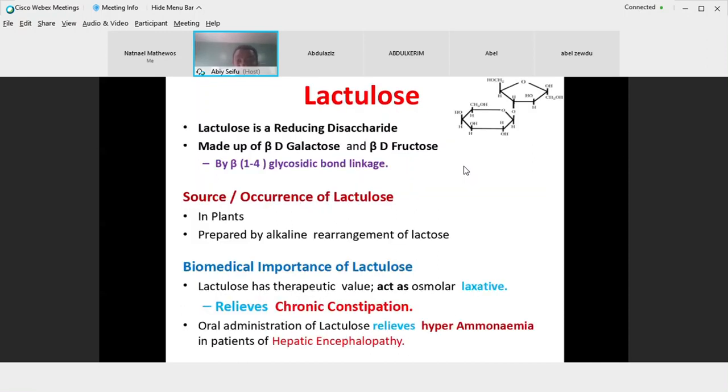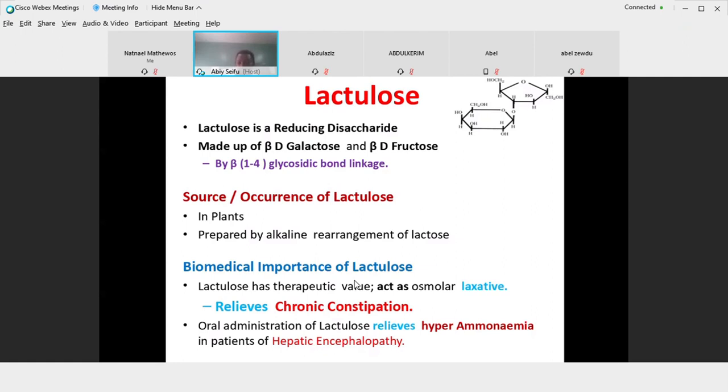The other is lactulose. I mentioned lactulose in the last session. Lactulose can act as an osmotic laxative, and it is given for chronic constipation. Lactulose is a reducing disaccharide, which is made by beta-galactose and beta-fructose. It occurs in plants. It can be prepared by alkaline rearrangement of lactose. Its biomedical importance is that lactulose has its own therapeutic value, and it can act as a laxative, and it relieves chronic constipation.